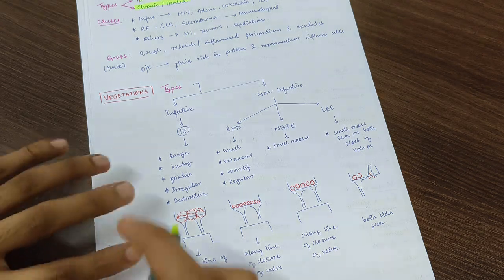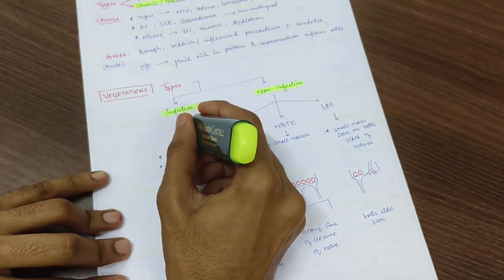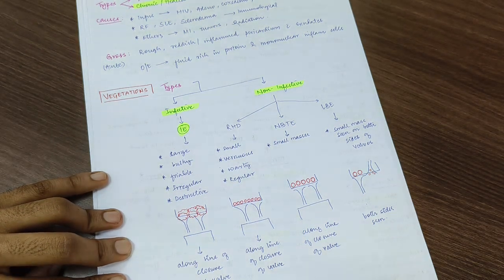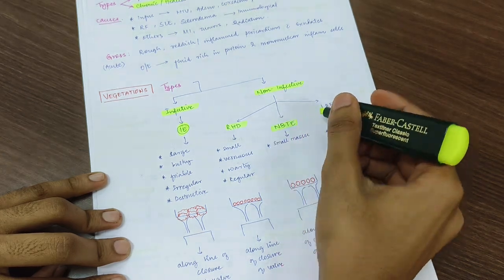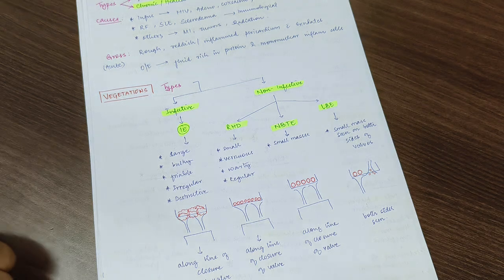What are the vegetations seen in the heart? There are two types. One is infective, the other one is non-infective. Infective, there is only one, the name itself tells it, infective endocarditis. Rest all the things are non-infective, such as rheumatic heart disease, NBTE and Libman-Sacks endocarditis.